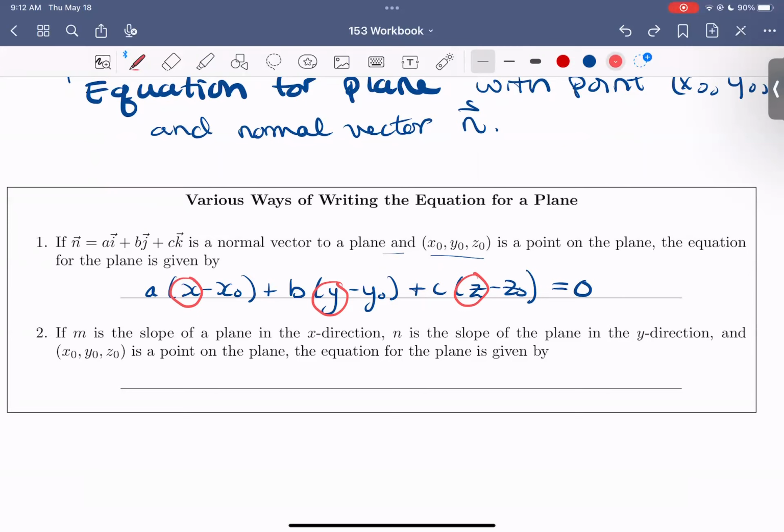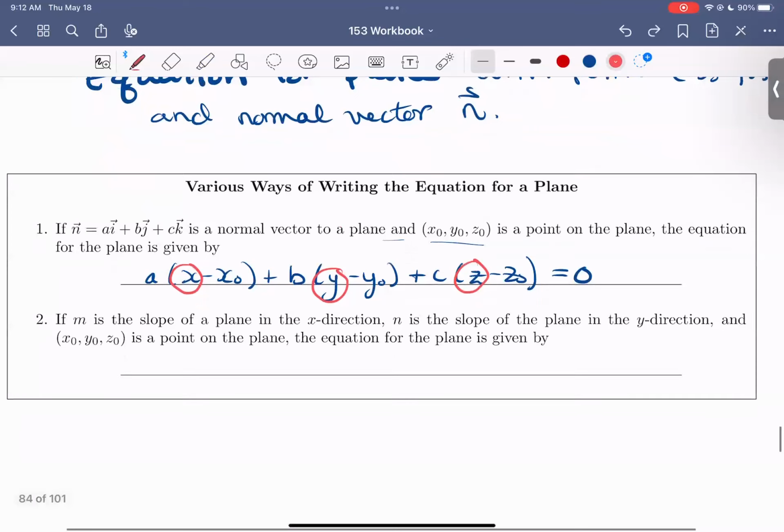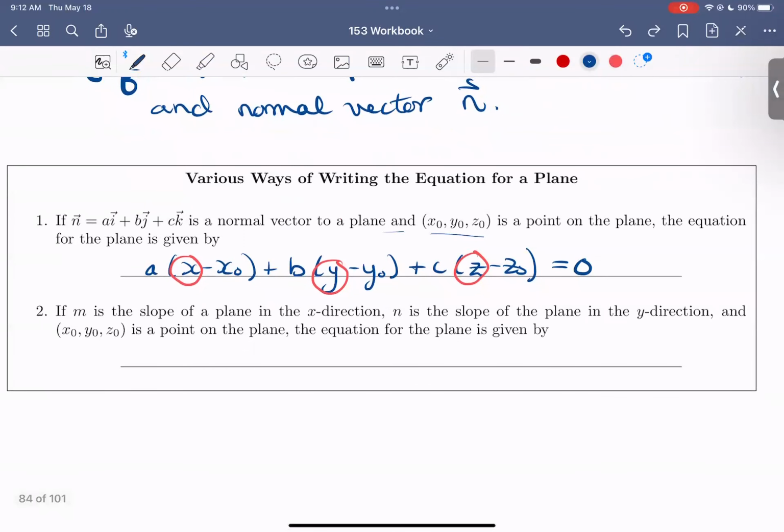All right, now let's recall the other way that we've seen how to write an equation of a plane. So we saw in section 12.4 that if m is the slope of the plane in the x direction and n is the slope of the plane in the y direction, and we have a point x naught, y naught, z naught on our plane, then the equation for the plane is given by z equals z naught plus m times x minus x naught plus n times y minus y naught.